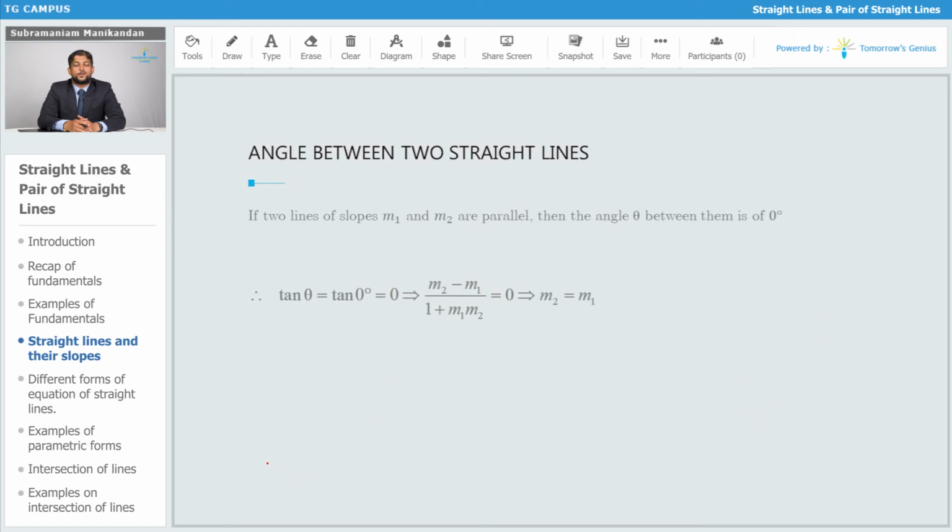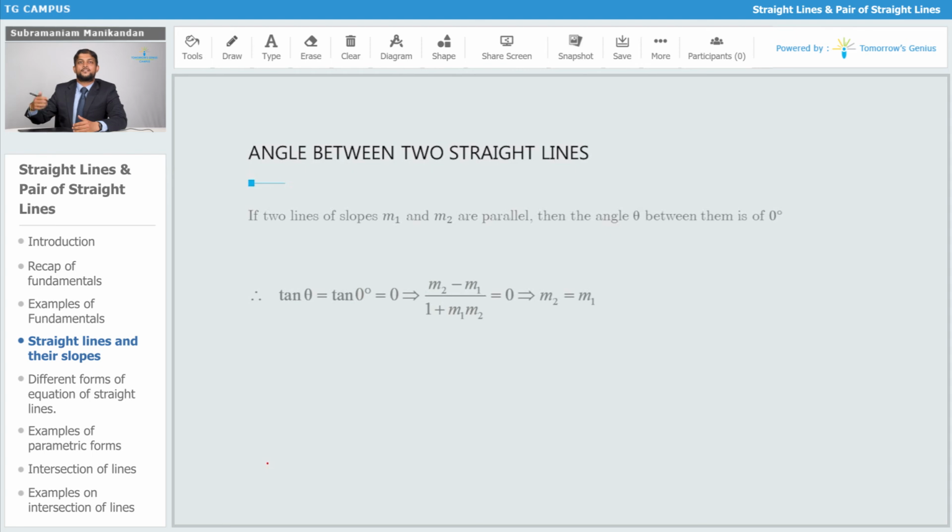So this formula brings us to the condition where the two lines are parallel or perpendicular. If the lines are parallel, then you could say that the angle between them is either 0 degrees or 180 degrees. In either case, tan is 0. Tan 0 degrees is 0, tan 180 degrees is also 0. So therefore that gives us m1 minus m2 divided by 1 plus m1 m2 equal to 0. Solving which we get m1 is equal to m2. That is, the slopes of two lines which are parallel to each other are equal to each other.